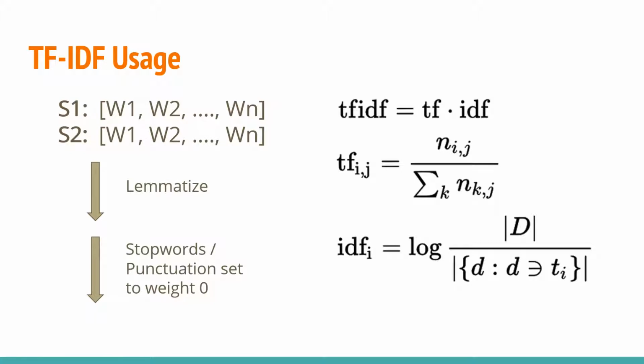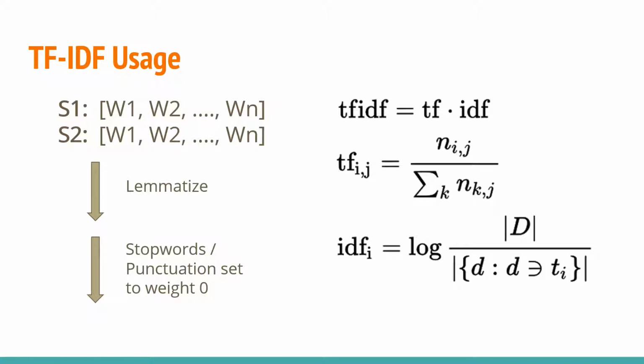For each word in the question, we can calculate its TF-IDF value in every sentence. Term frequency is defined as the number of times this word appears in a sentence divided by the length of the sentence. Inverse document frequency is defined as the log of the total number of sentences divided by the number of sentences that contain this word.